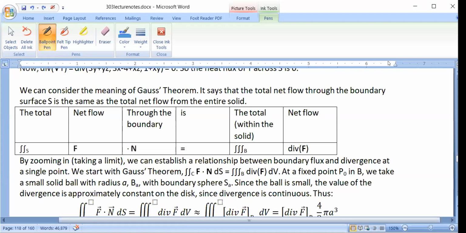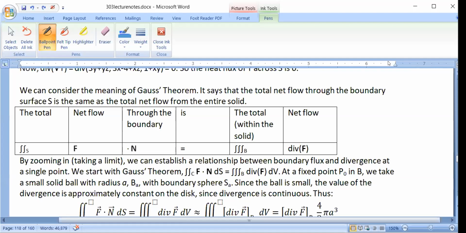And of course, the double integral over the surface means we're taking all of it all together. So the net flow through the boundary is the total net flow throughout the entire solid, and that's the sum over the entire solid of the divergence, adding up at all points. So that's kind of the meaning of Gauss's theorem if we think of it overall as in the integral sense.